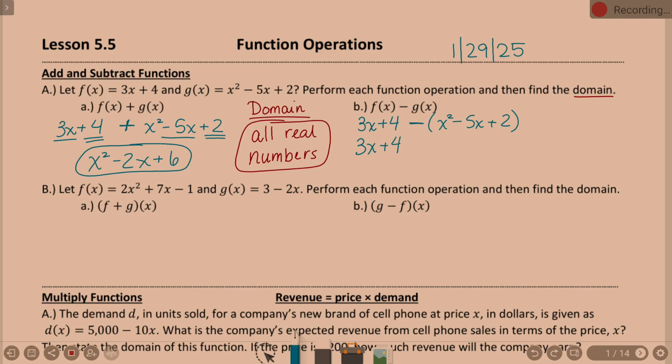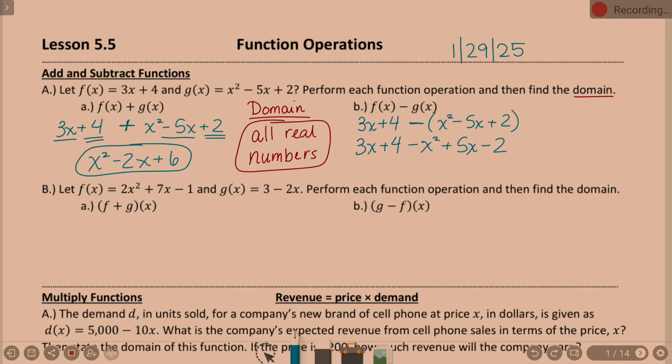It's going to become, if you're subtracting x squared, it's going to become minus x squared. If you're subtracting negative 5x, it's going to become plus 5x. And if you're subtracting positive 2, it's going to become minus 2. Okay? Not that you have to do this rewrite step I just did. But now put your like terms together.